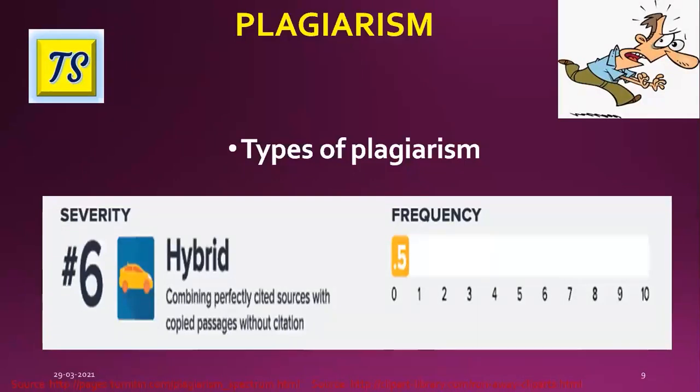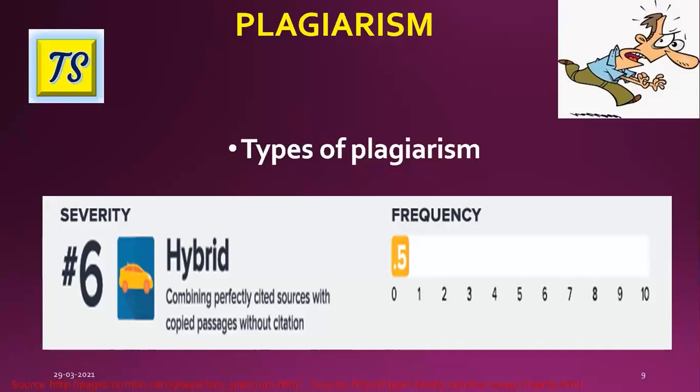The sixth type is referred to as a hybrid type. Usually in this type, the researchers give perfectly cited sources, combined with copied pages. However, there will be no citations. You see, the source is already properly cited in some other research. You collect the source, you collect the citation also, but the source which has been referred to by the original author has not been properly mentioned in your work. That is a hybrid type.